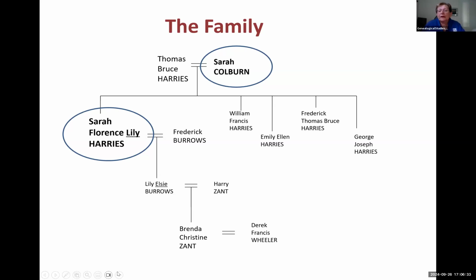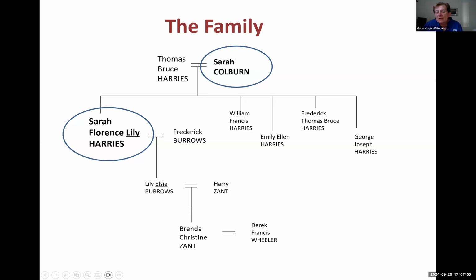So let's have a look at a bit of my family tree. There's Sarah Florence Lily Harris, and I've underlined the Lily because that's what she was always known by. And I'm going to call her Lily for the purpose of this talk because, as you can see, her mother was Sarah. So if I start talking about Sarah Coburn and Sarah Harris, you're not going to know which I'm talking about. So Sarah is mum and Lily is her daughter.